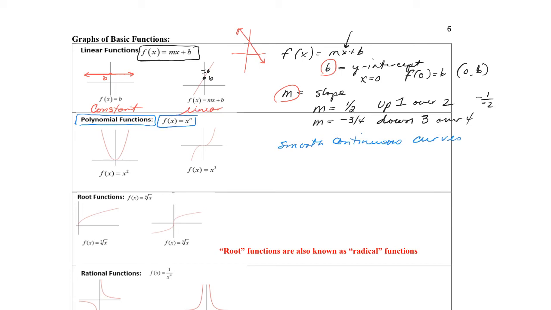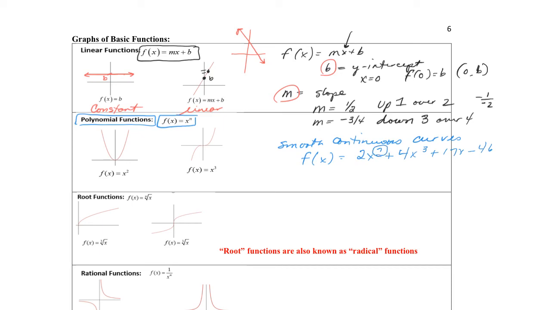Okay, smooth, continuous curves. Example, you could have something like f of x equals 2x to the 7th plus 4x cubed plus 17x minus 46, something along those lines. So this would be a 7th degree polynomial.